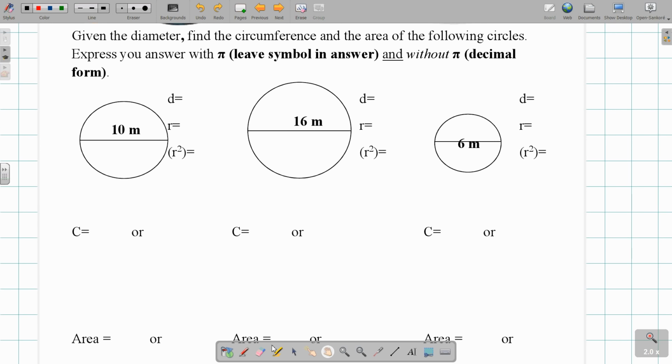Ready? We're given the diameter. You're going to find the circumference and area for the following circles. Express your answer in pi form. You leave the symbol in your answer, and without pi, decimal form. There's another way we describe these. Pi form is also called exact. And decimal form is called approximate.